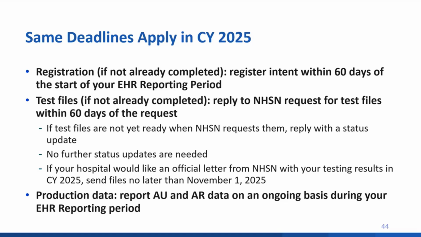Report AU and/or AR data on an ongoing basis during your EHR reporting period. On February 1st of each year, the NHSN facility administrator and optional facility PI program contacts will receive an automated email with an annual report summarizing the submission of AU and/or AR data to NHSN for the previous calendar year. Facilities should be sure to save these emails for their records. This letter should be retained on site, but does not get submitted to CMS unless requested.